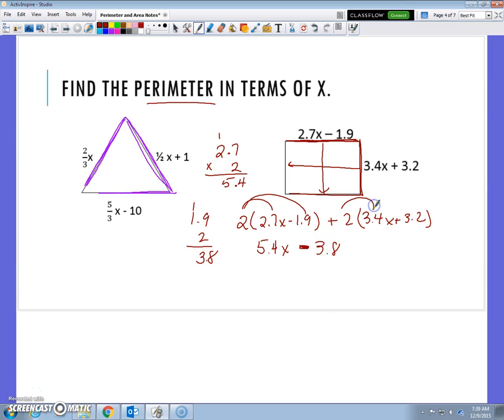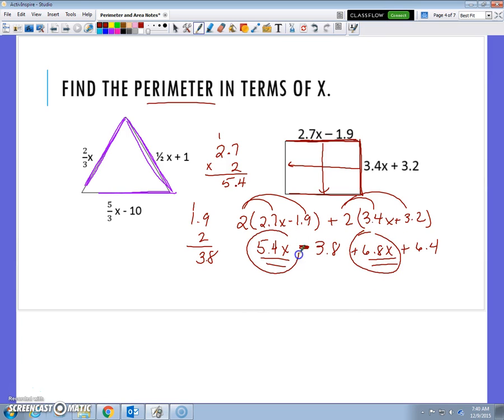And the positive 2 times 3.4, 6.8x. And 2 times 3.2, 6.4. Now let's just take a look here. Looks like I have two terms that have x's on them that can be combined together. This is a positive value and this is a positive value.